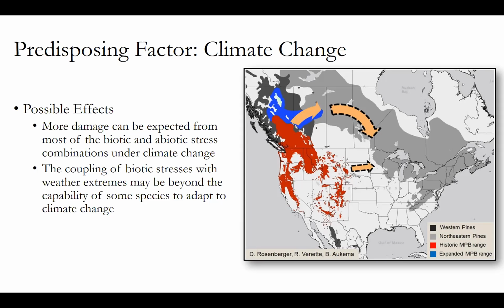And here I'm showing you an example. The mountain pine beetle's distribution has changed. The red shows its historic distribution, the blue, the new distribution, and the arrows are pointing towards its possible future distribution, which would devastate the boreal forest in Canada and would certainly cause many issues in the northeastern forests in the United States.